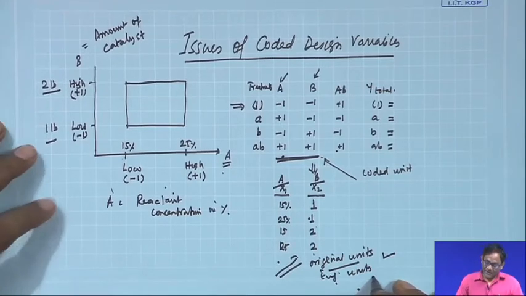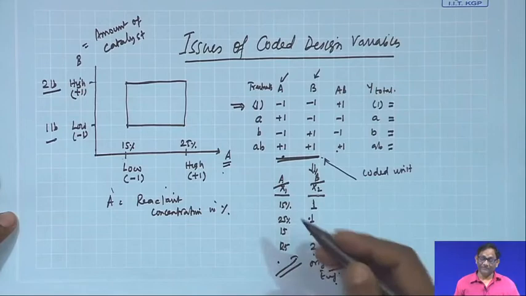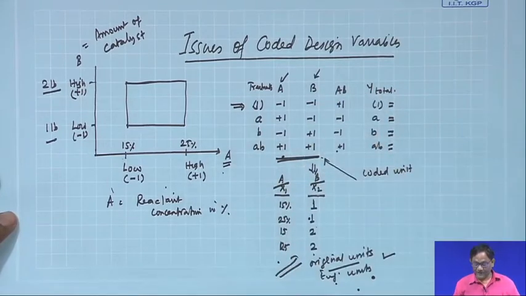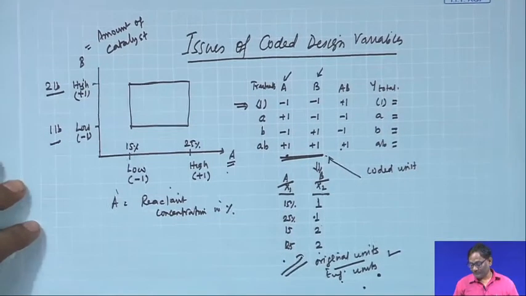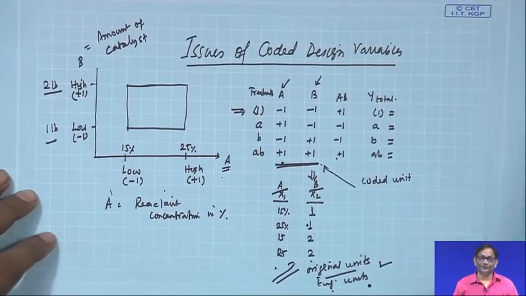And if there are such problems, then why should we use coded design variables? Why should we not go for only engineering variables? So, these are the issues which we will be discussing in this lecture today.